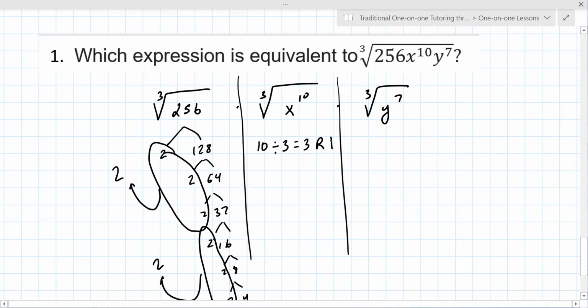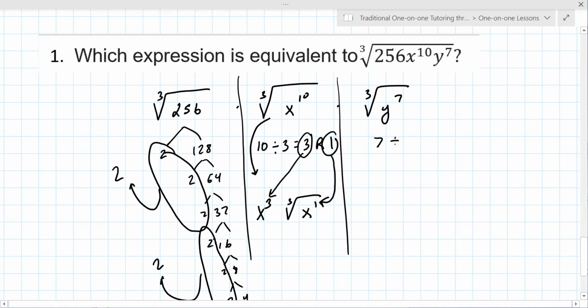Okay. So here's why that's important. This becomes this right here, x cubed, cube root x to the 1. So this 3 right here in front is that exponent. This one right here is this exponent. Okay, now we're going to do the same thing over here. We'll see if you like it.